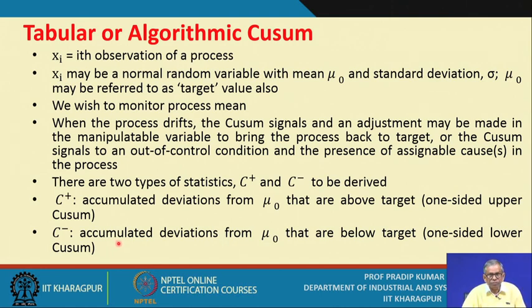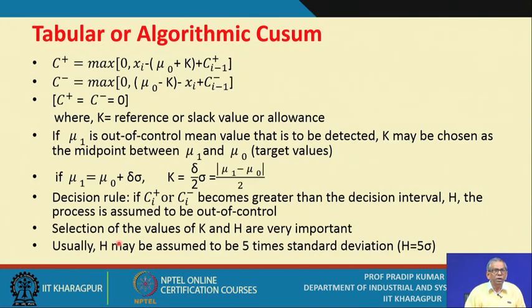Now, next, you develop a scheme. So you define C plus as the maximum of 0 and xi, the actual value, minus mu0. That means xi is greater than mu0. And what is k? You add this allowance. So that is very, very important.